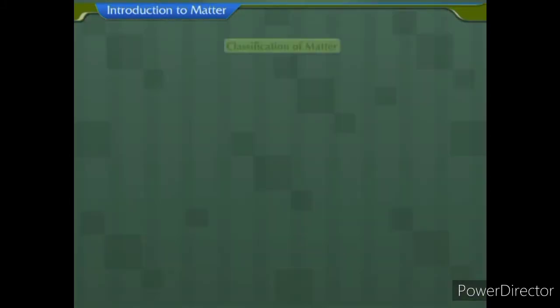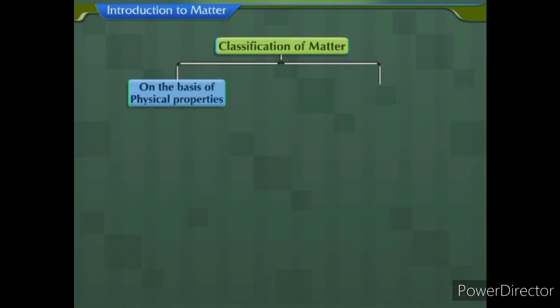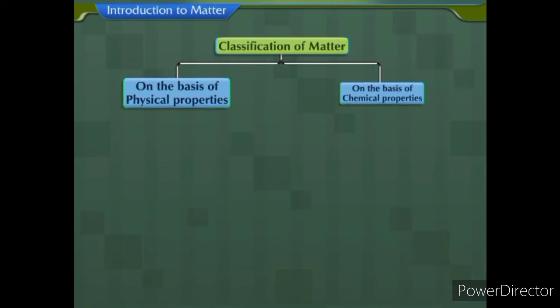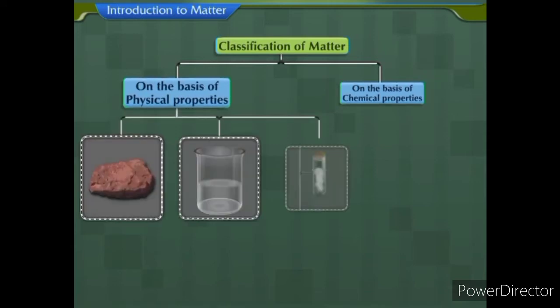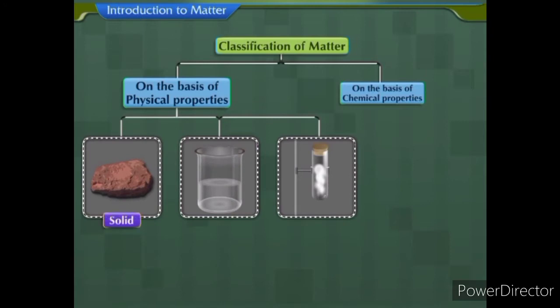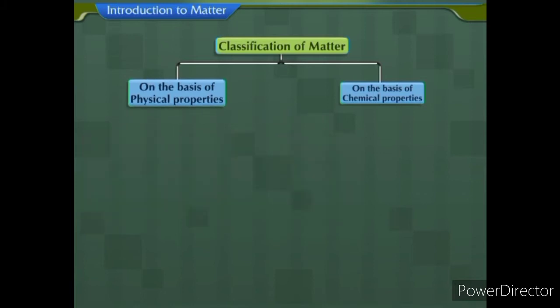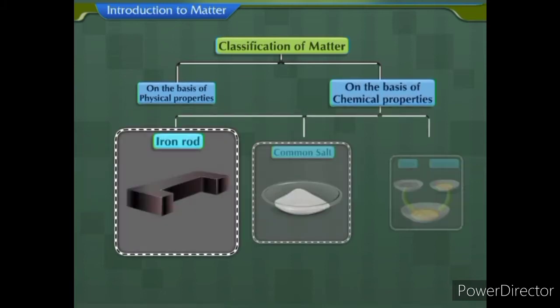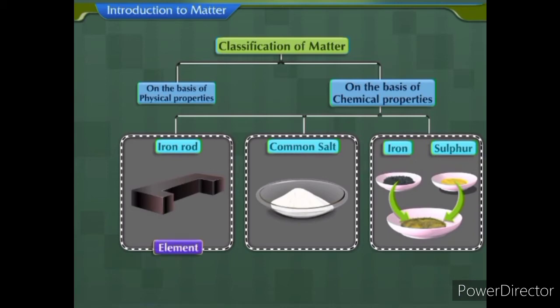Modern-day scientists have classified matter on the basis of their physical and chemical properties. On the basis of the physical properties, matter can be classified as solids, liquids, and gases. On the basis of the chemical nature, matter is classified as elements, compounds, and mixtures.